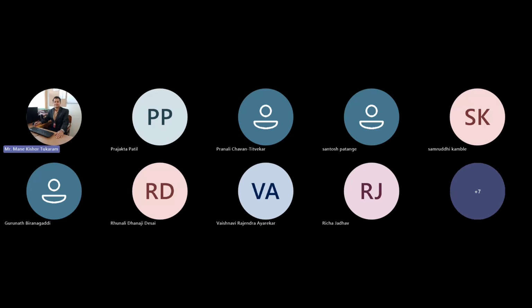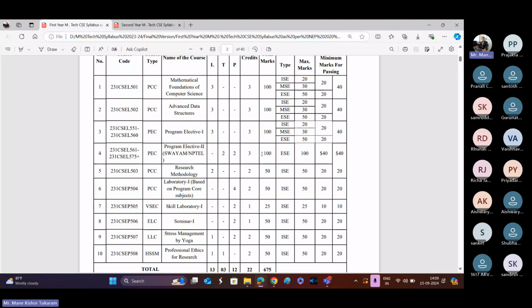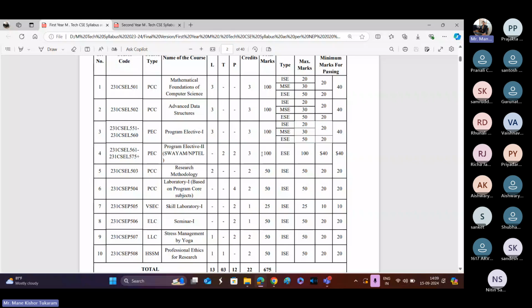Okay. So then the next one, that is MSE. So MSE is for 30 marks. This particular 30 marks includes the syllabus of the first 3 units. So MSE is basically based on the 3 units. With the help of ISE and MSE, you have to get minimum 20 marks.